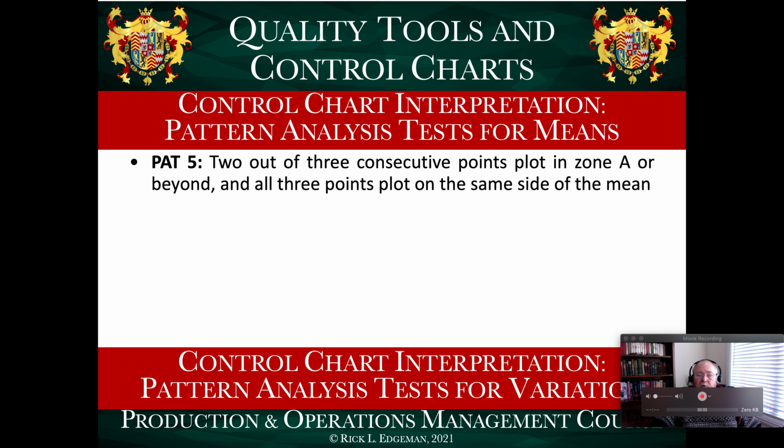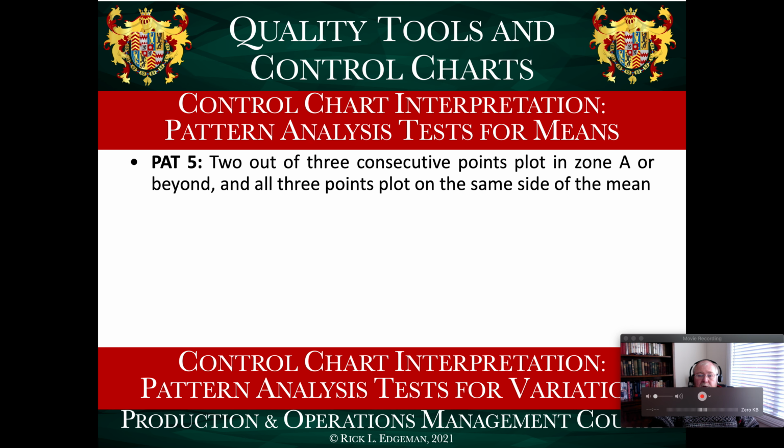Pattern 5, note that it only takes 3 points. So that's going to be a pretty quick and a pretty large change in the average performance level. It says 2 out of 3 consecutive points plot in zone A or beyond, so they're at least 2 standard deviations away from the mean. So they're beyond, let's say, the upper yellow line, and either before or even after the upper red line. All 3 of the points are on the same side of the center line.